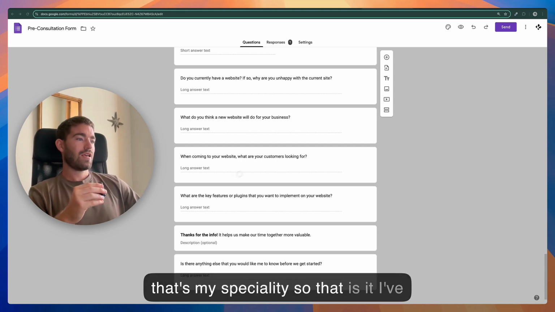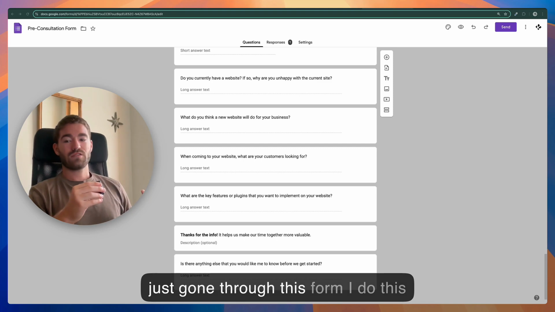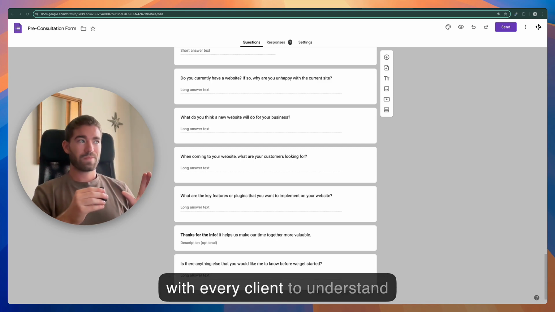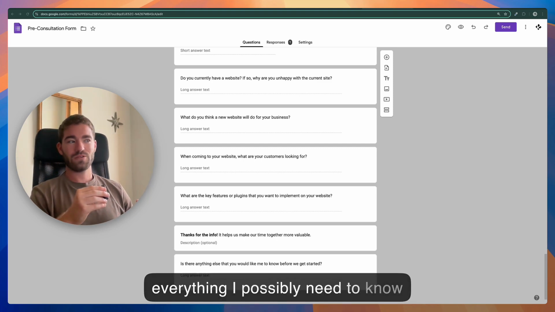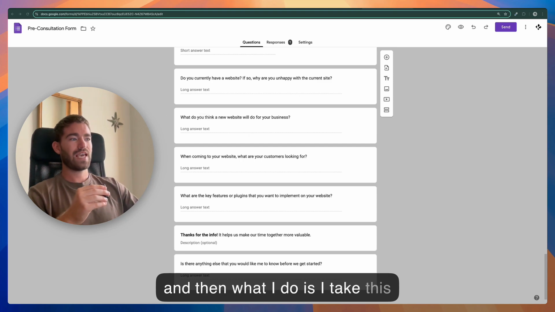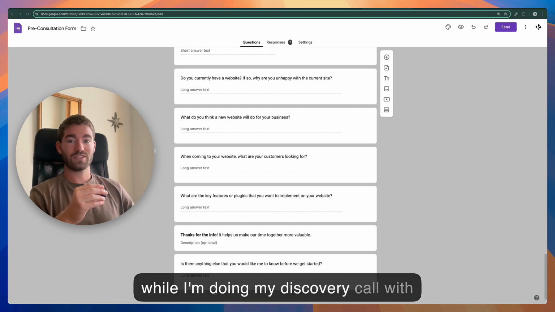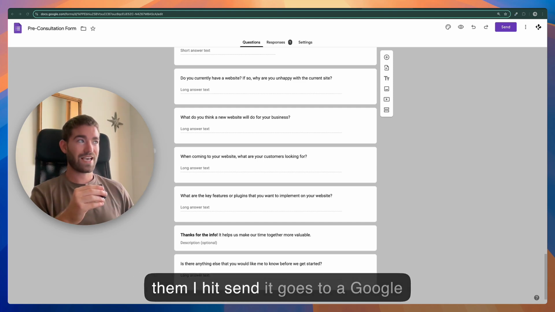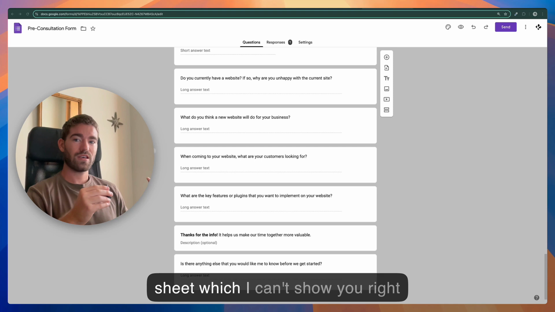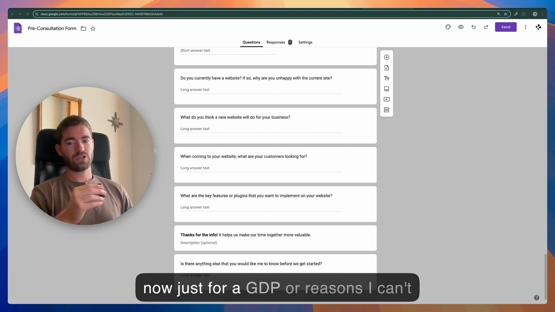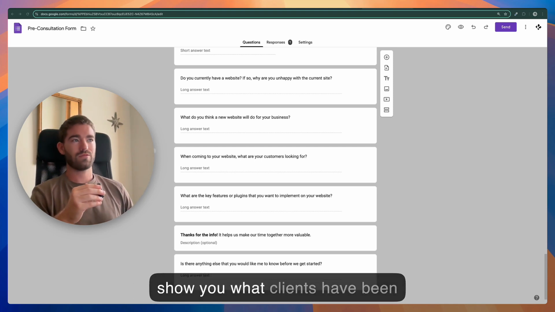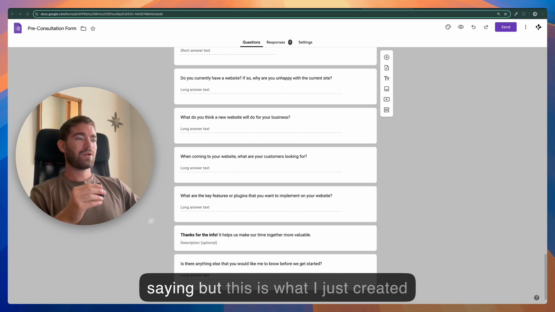So that is it. I've just gone through this form. I do this with every client to understand everything I possibly need to know. And then what I do is I take this response. They will submit this form, or I will submit this form on the website while I'm doing my discovery call with them. I hit send. It goes to a Google Sheet, which I can't show you right now, just for GDPR reasons. I can't show you what clients have been saying. But this is one I just created now.